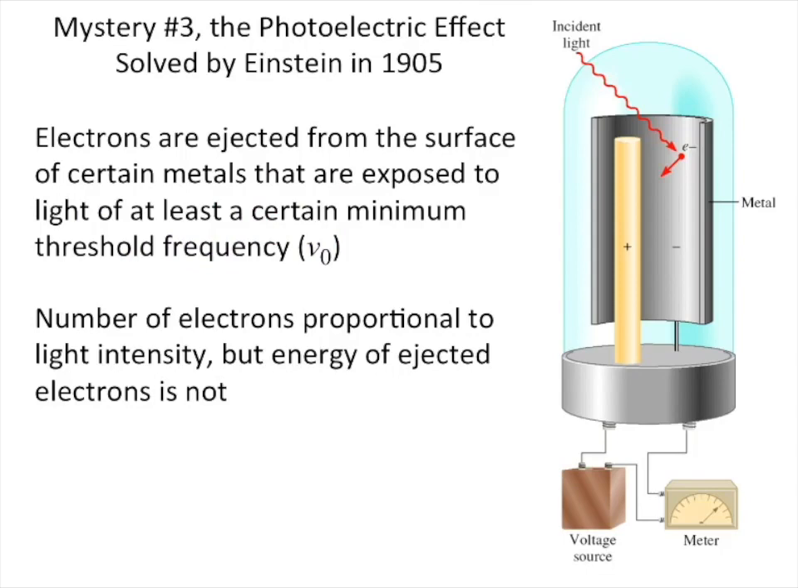Alright, mystery number 3 is the photoelectric effect. And in this effect, electrons are ejected from the surface of certain metals that are exposed to light that has some minimum frequency. So a lower frequency of light doesn't eject the electrons, a higher frequency of light does. And oddly, the number of electrons that get ejected and then collected on the yellow pole here in the diagram is proportional to the light intensity, but the energy of those electrons is not proportional to intensity. It might make sense that if you shine brighter light on this, you'd get more energetic electrons, but no, you just get more of them.